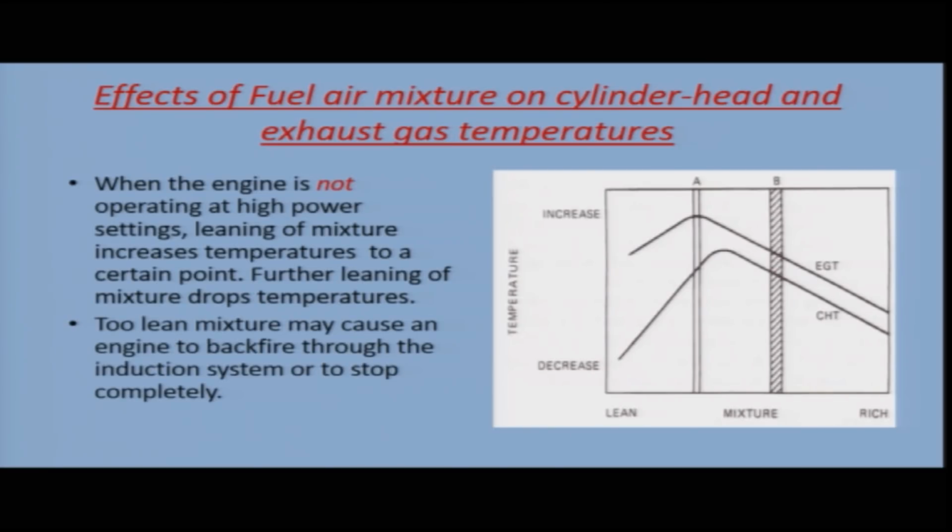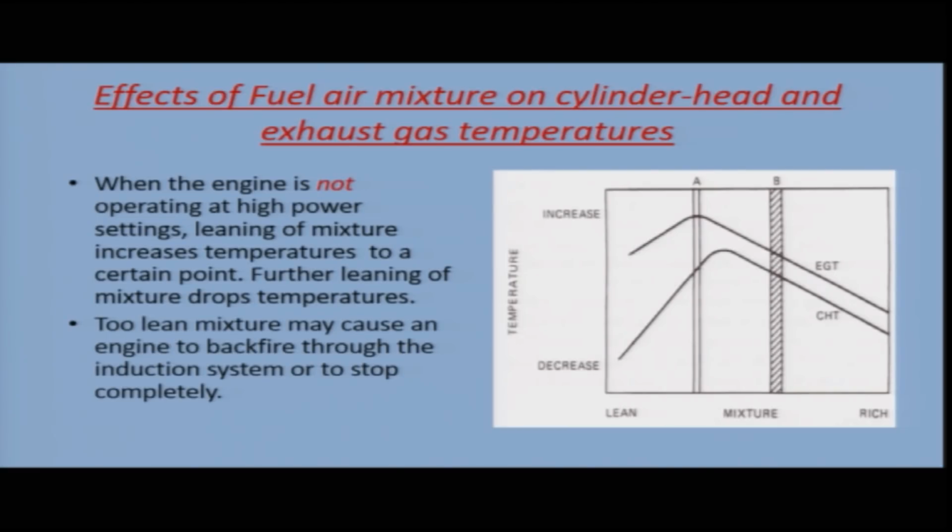So, here you see in the graph, this is your temperature on the left side and this is your mixture at the bottom. This curve is for the CHT and this curve is for the EGT, the exhaust gas temperature. When the mixture is leaned, that means we are moving on the left side. When the mixture is leaned, the cylinder head temperature is increasing and the exhaust gas temperature is also increasing. Further leaning, it reaches a maximum point, and further leaning will drop the temperature. Too lean mixture may cause an engine to backfire through the induction system or to stop completely.